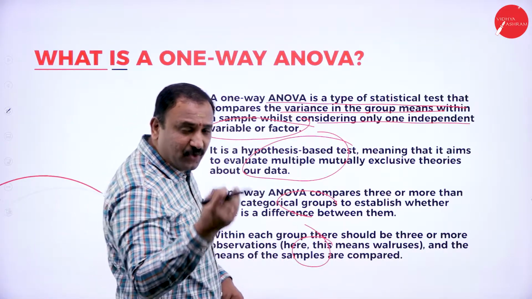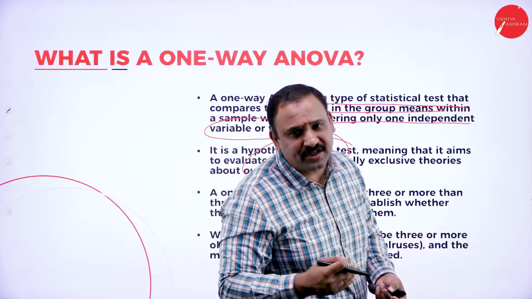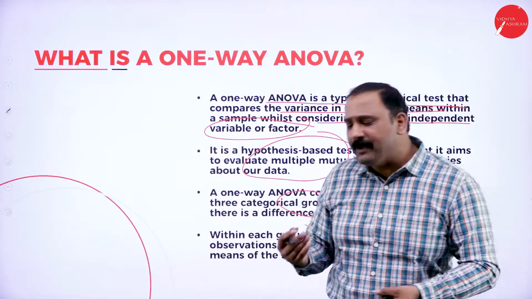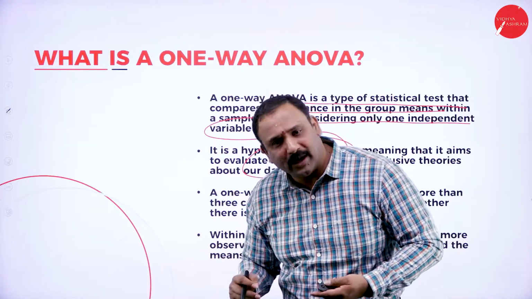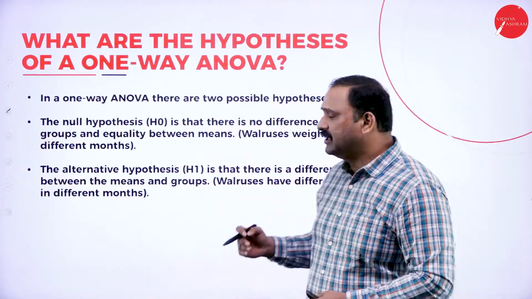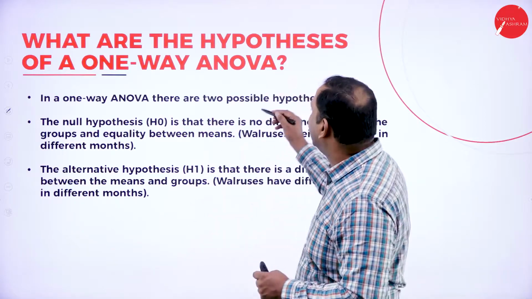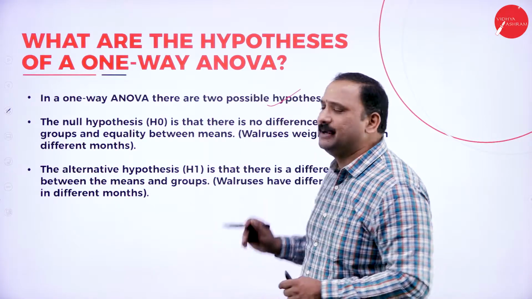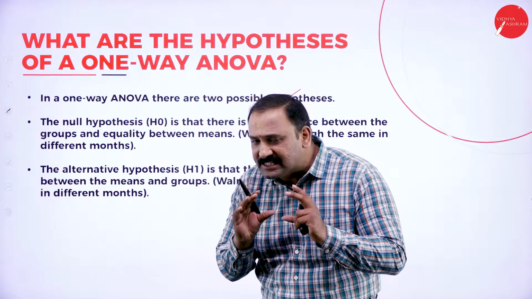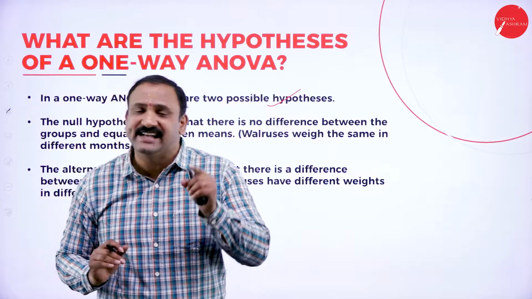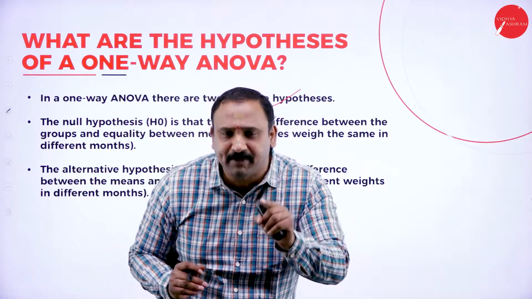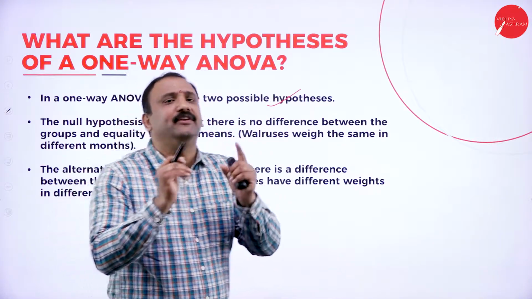So definitely within a group there are different observations, and the means of the samples would be looked into using this one-way ANOVA test. Now, going further, in a one-way ANOVA, there are 2 possible hypotheses. Let's first try to understand hypothesis here. Hypothesis means an assumption that is made by the researcher during the research.